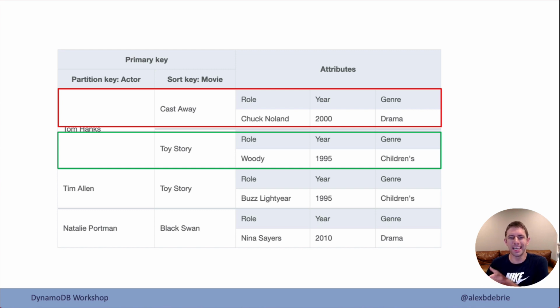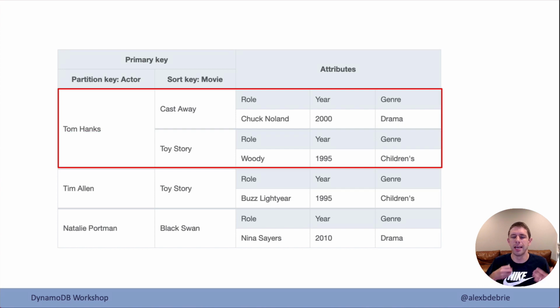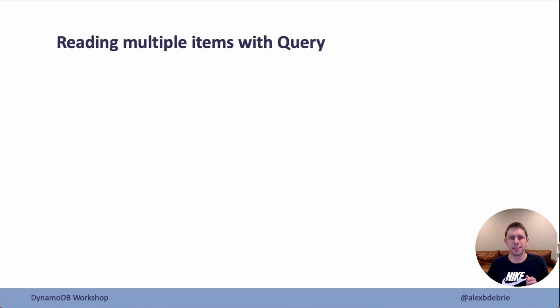The problem here is I need to know that full primary key for all those items, right? So if I'm getting Tom Hanks's movies, I need to know the name of his movies to get those items. And it's unlikely that I'm going to know all those, every single time. It's more likely that I'm going to say, hey, give me all of Tom Hanks's movies, regardless of what the movie name is. And then I can show those to the user. So that's what the query operation allows you to do.